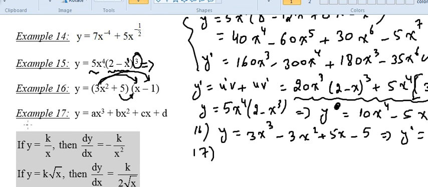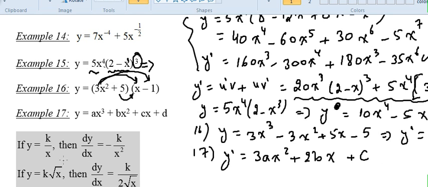Number 17, as you can see, it's y equals ax cubed plus bx squared plus cx plus d. So y prime directly equals 3a times x squared plus 2b times x plus c, because for a constant times x, its derivative is only this constant, plus d, and the derivative is equal to 0. So that's it. If y equals k over x, what is its derivative?